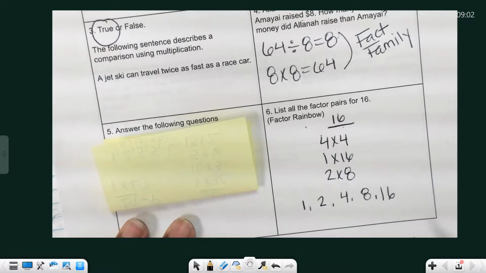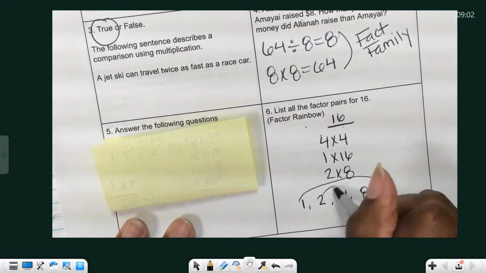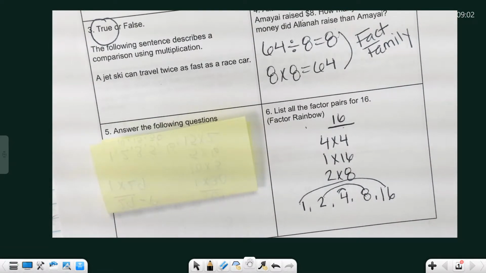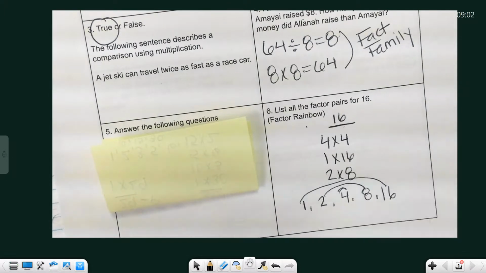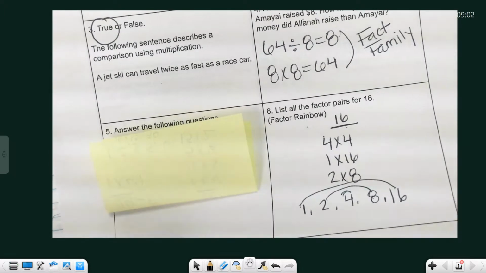So to do the factor rainbow, it has to match its pair. 1 goes with 16. 2 goes with 8. And 4 stays itself, because like Jamari said, 4 is just 4. Right. So any questions about that one? We've been doing that all these last 3 weeks, so we should be good on that. Let's go to the next page.